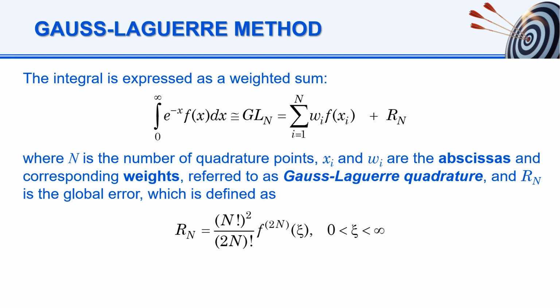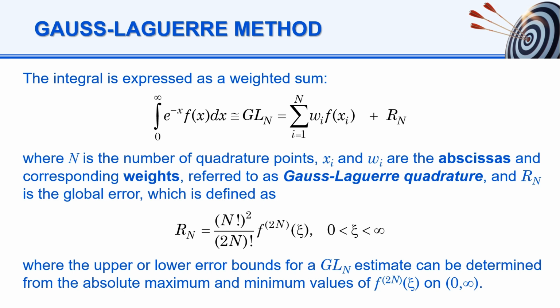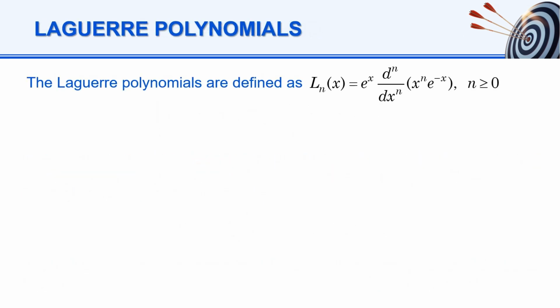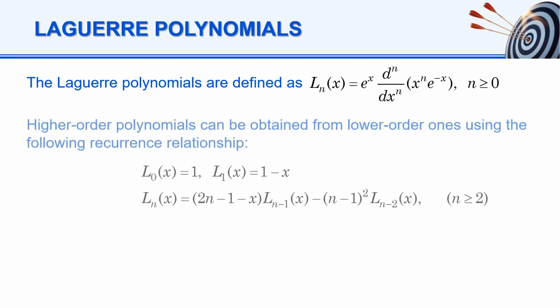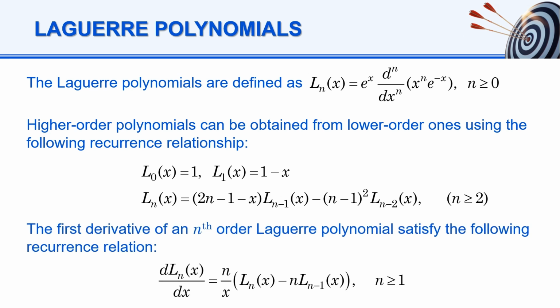Where the upper or lower error bounds for a GLn estimate can be determined from the absolute maximum and minimum values of the nth derivative of f on the semi-infinite domain. The Laguerre polynomials are defined as follows. Higher-order polynomials can be obtained from lower-order ones using the following recurrence relationship. The first derivative of an nth-order Laguerre polynomial satisfies the following recurrence relation.